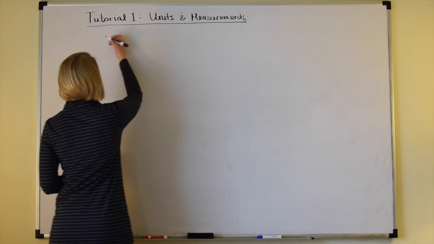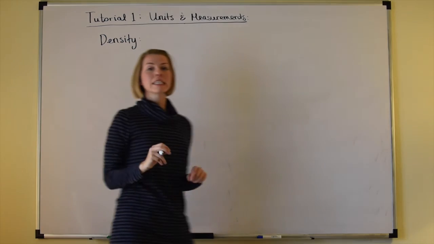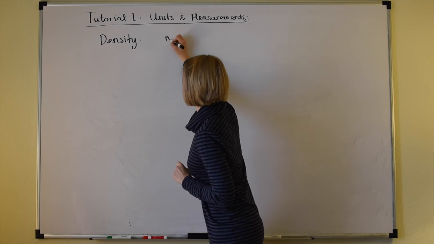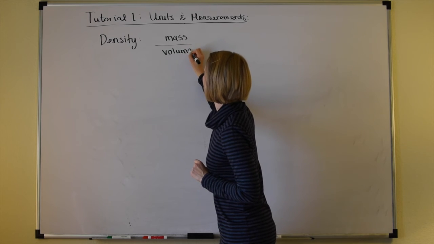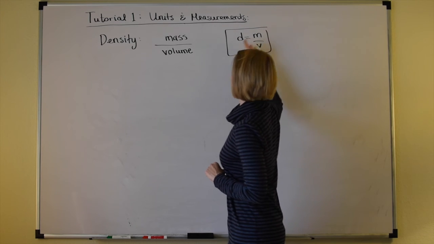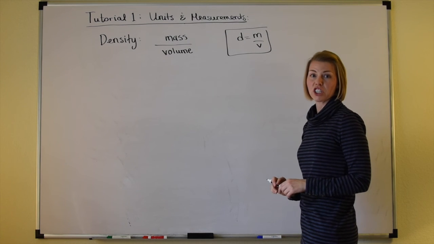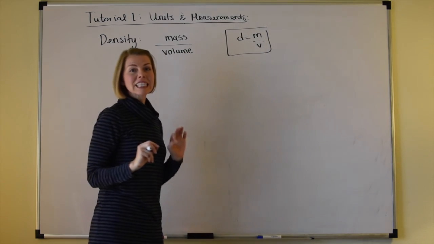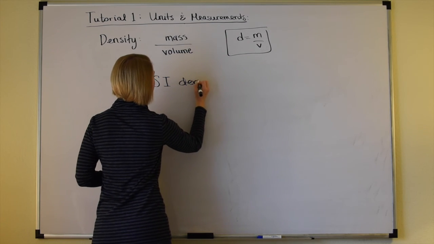All right, slide 6, density. Density is a measure of the amount of mass per unit volume of a substance. So I'm going to write here mass per volume, or D equals M over V, where D stands for density, M stands for mass, V stands for volume. This is an important equation to know in an introductory chemistry class, so I'm going to circle it. Okay, so that means that our SI units are derived, SI derived units.